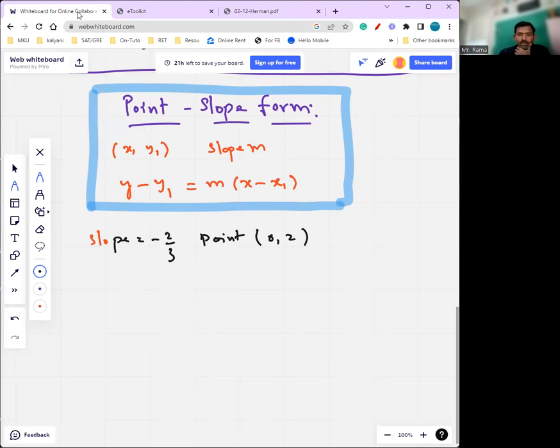Then you write down the formula. I'll show you step by step, and then you can skip some of the steps as you go through. The formula is y minus y1, where this is x1, y1. You replace those numbers. Now y1 is 2. Are you guys following?